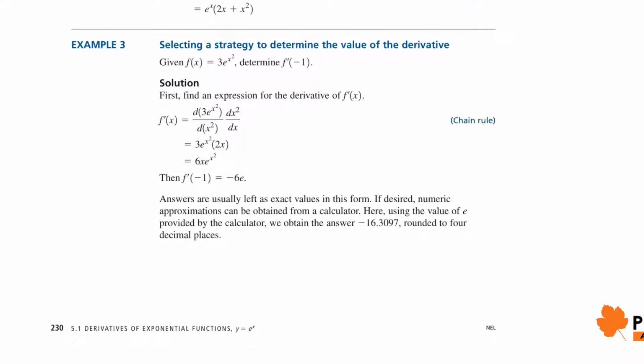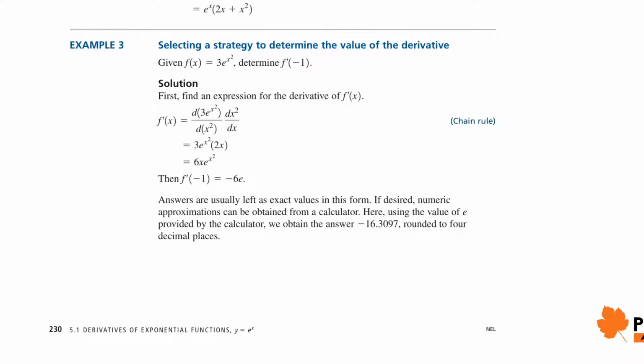Next example, example 3. Find the slope of the tangent line to the graph of f of x equals 3e to the power of x squared at x equals negative 1. The derivative of 3e to the power of x squared is 6x e to the power of x squared: 3 times the derivative of x squared is 6x, times e to the power of x squared. Therefore, the slope of the tangent line to the graph of the given function at x equals negative 1 is negative 6 times e.